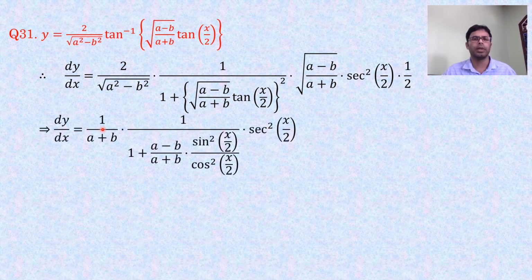Simple calculation. And here you see 1 by a plus b. How do we get a plus b?